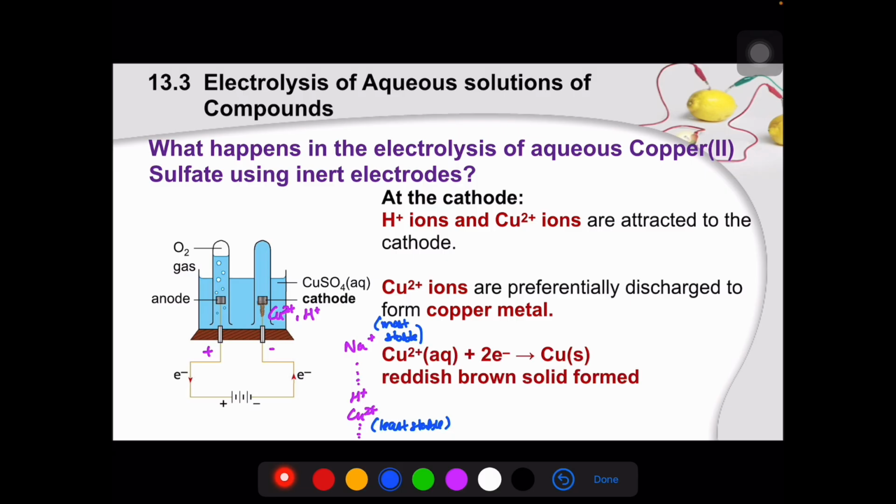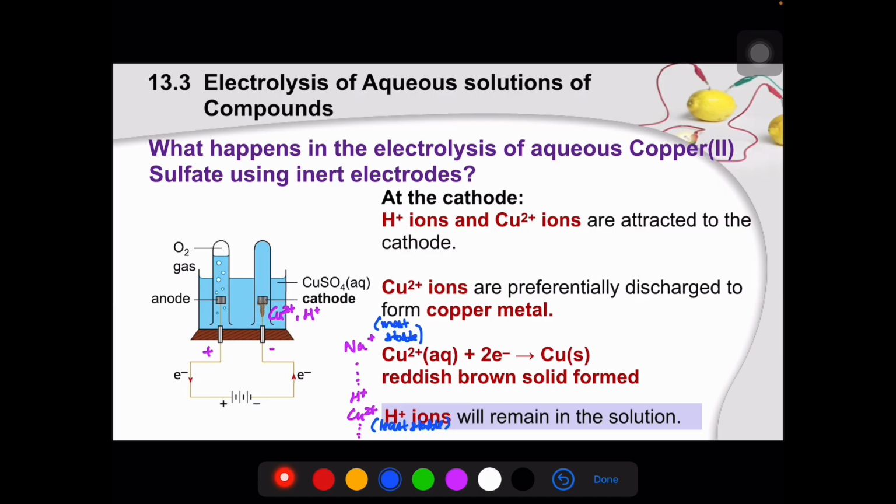So it will actually react: Cu2+ aqueous plus 2 electrons forms copper solid, which is a reddish brown deposit. Over time, the H+ will stay behind in the solution. So if you look at this entire thing, at the anode, the hydroxide gets discharged because sulfate, based on factor 2, can never be discharged. At the cathode, Cu2+ is discharged because, based on the reactivity series, which is factor 1, we know that Cu2+ is less stable, so it will react. H+ will choose to stay as H+ in this case.